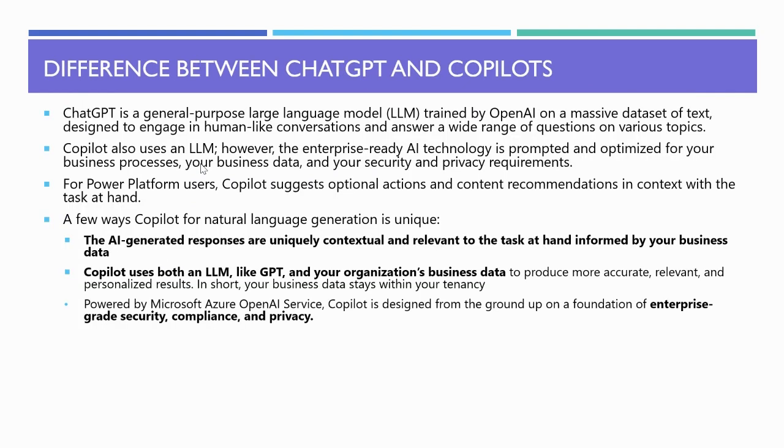I just want to touch upon the high level difference between ChatGPT and Copilot. ChatGPT is a general purpose large language model, which is trained by OpenAI on a massive data set of text, so that it can answer a lot of questions on various topics. Whereas Copilot also uses an LLM, but it's very specific to the task at hand. So for Power Platform users, Copilot suggests optional actions and content recommendations, which are in context with the task at hand. For instance, Copilot would suggest the tables and the field names based on the type of app you want to create.